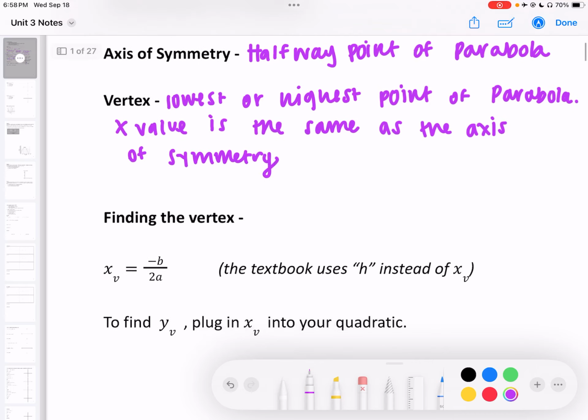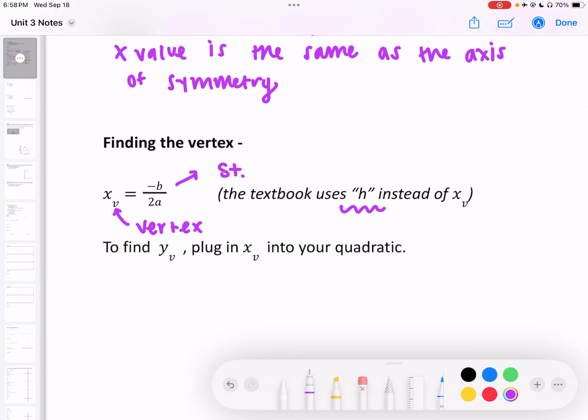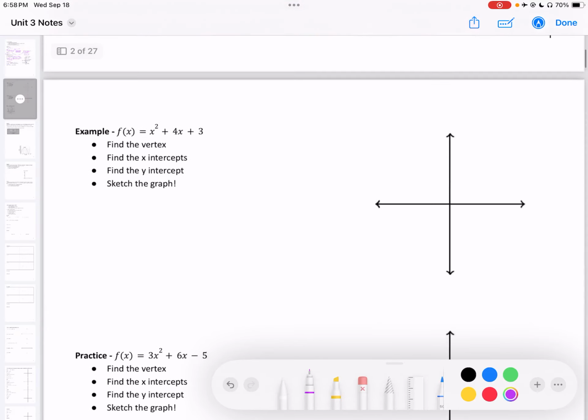Now, in order to find the coordinates of the vertex, you might not have it in front of you. There is an equation. Your textbook, if you've been following along in it, uses h instead of x sub v. I like to use x sub v because it reminds me that I'm looking for the x coordinate of the vertex. And the equation is negative b over 2a. So that comes from your standard form of ax squared plus bx plus c. Let's do an example of that here on the next page.